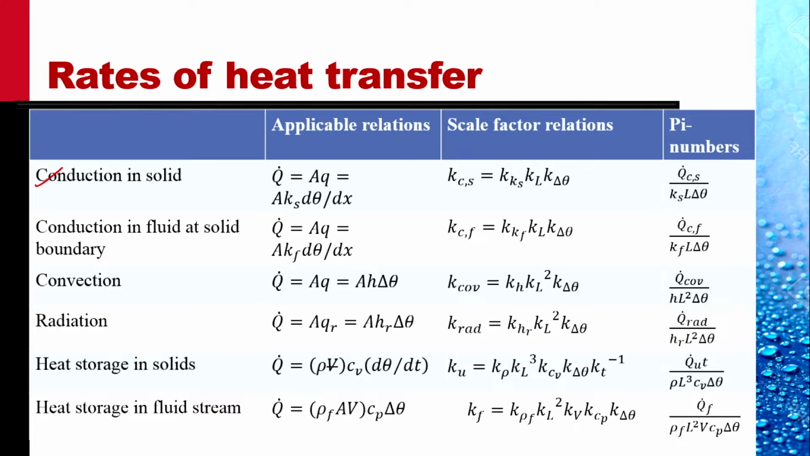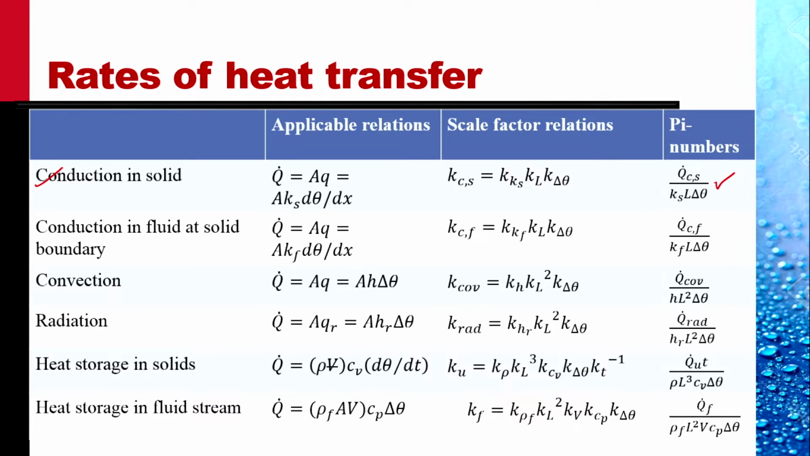Converting this into a scale factor relation, we get K_CS, the scale factor of conduction in solids, is K_KS, the scale factor for the thermal conductivity of solid, times K_L, the scale factor of length, times K_Δθ, the scale factor of temperature differences. As before, we note that it is not the temperature but the temperature differences that are relevant in the heat transfer problem. The resultant pi number is this.